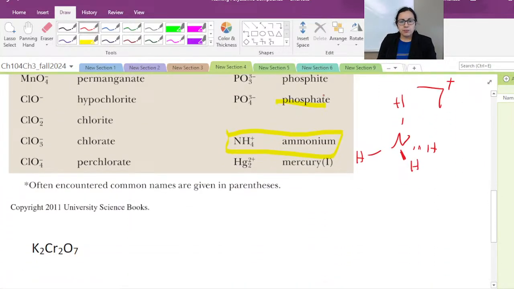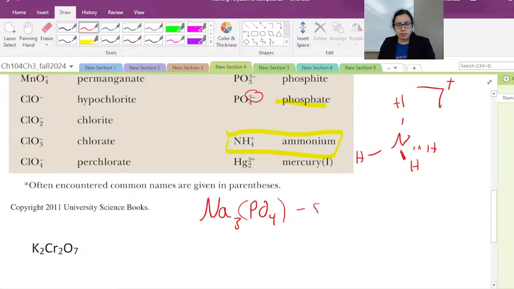So then phosphate, -3. An example would be sodium phosphate. You could put in parentheses to help, but it's not necessary unless, of course, you need to make multiple equivalents. Sodium phosphate.